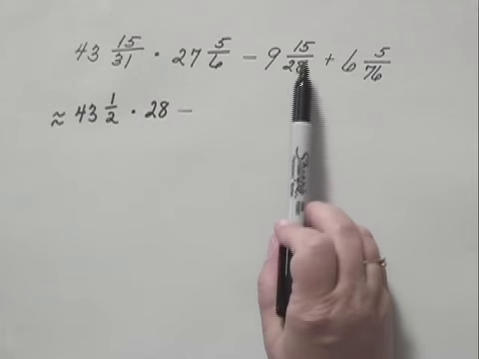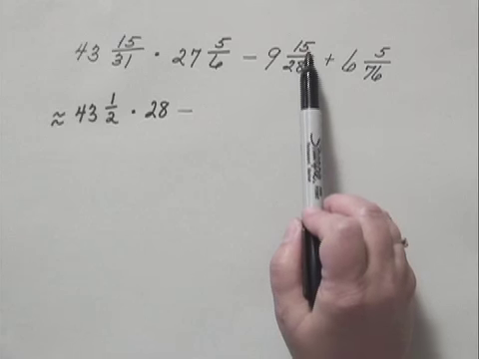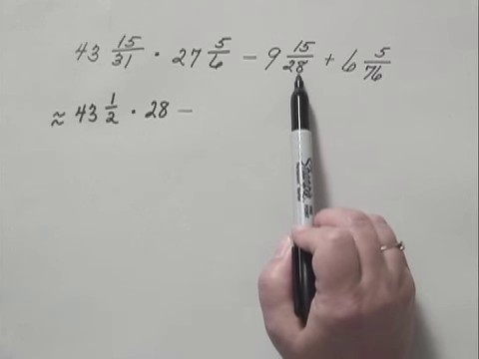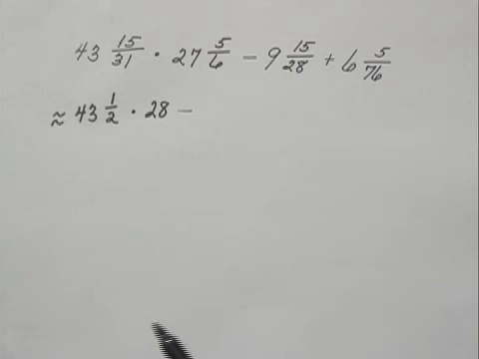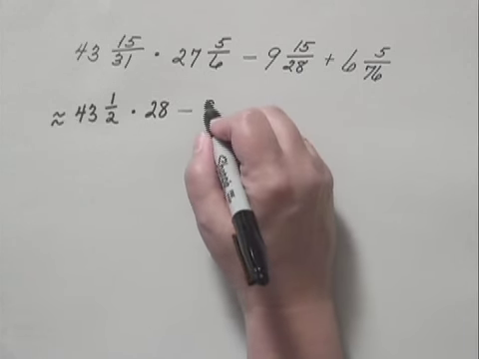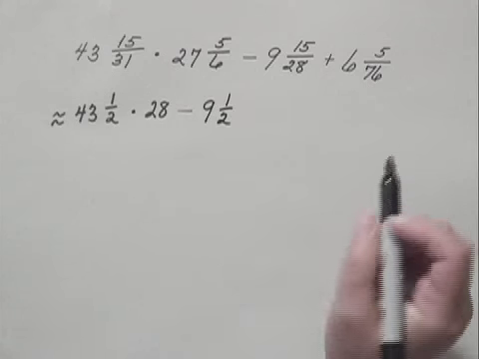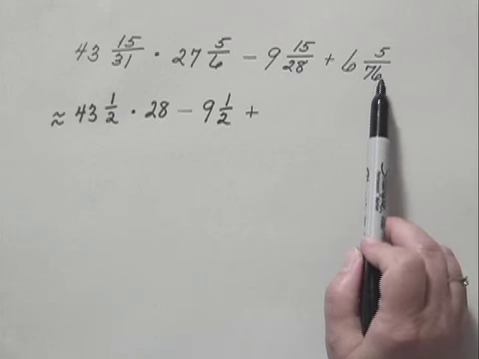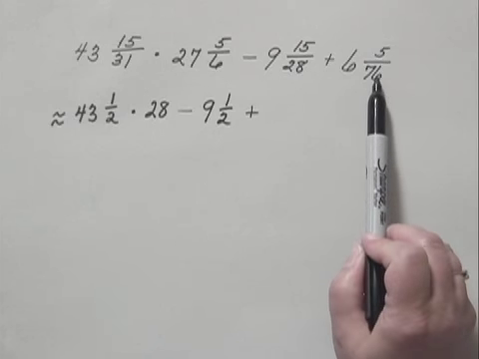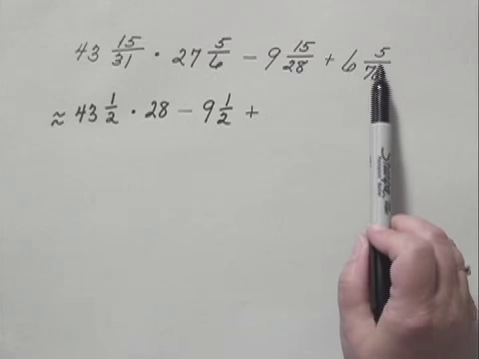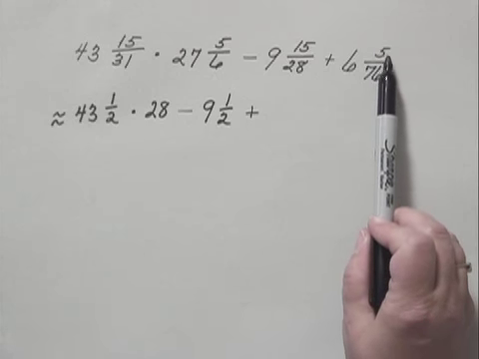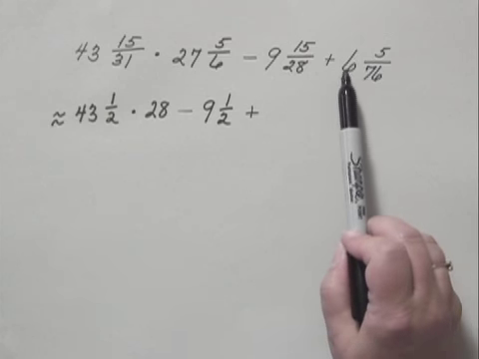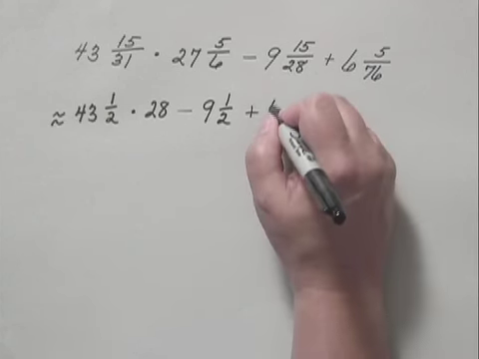minus 9 and 15/28. Twice 15 is 30, so 15 is close to half of 28, so 15/28 is close to a half. So we have 9 and 1/2 plus, and then we have 6 and 5/76. Now 5 compared to 76 is very small. It's really not even close to half of it. So we would estimate 5/76 as 0. Now the whole thing isn't 0, it's 6 plus 0, or 6.